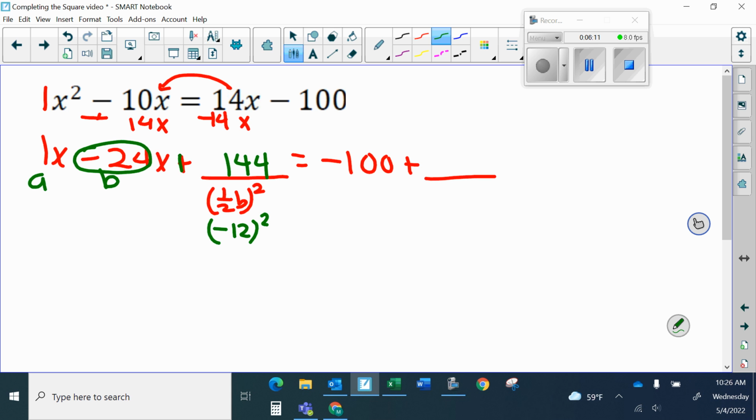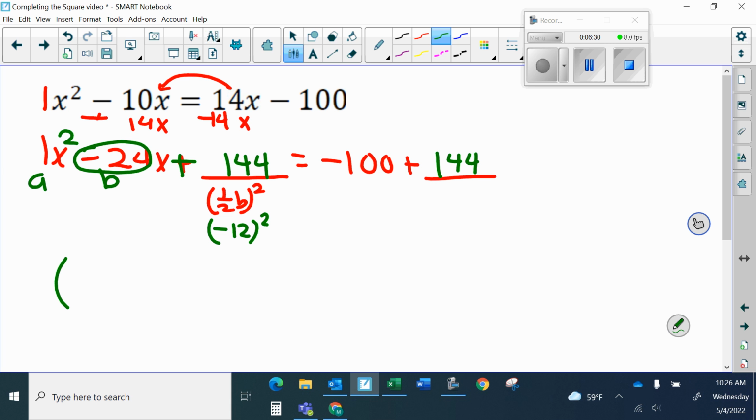Remember, notice I could always put a plus there because it always has to be a positive answer. When I square any number, it has to be positive. So that's why I could have already put in that plus. So I added 144 to the left. I must add 144 to the right. Okay. And then, oops, that was x squared there. I forgot to bring down.